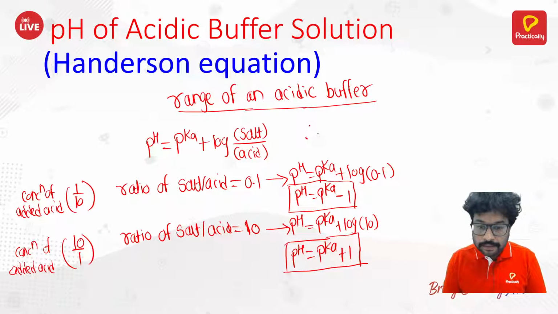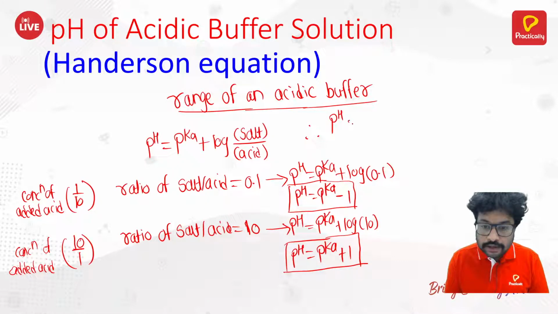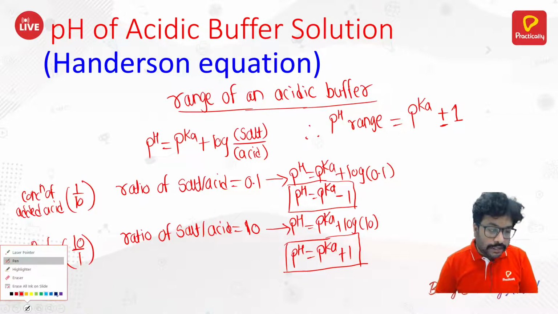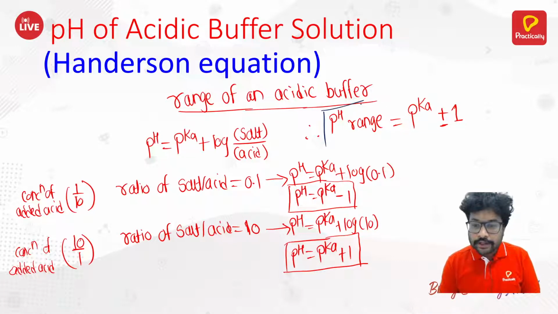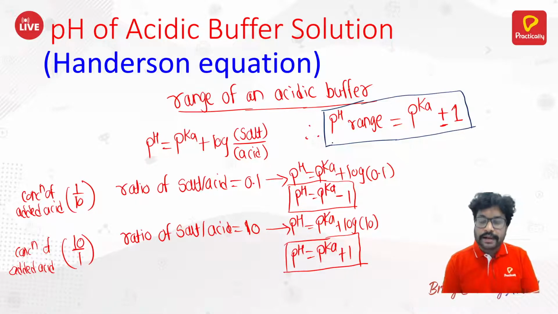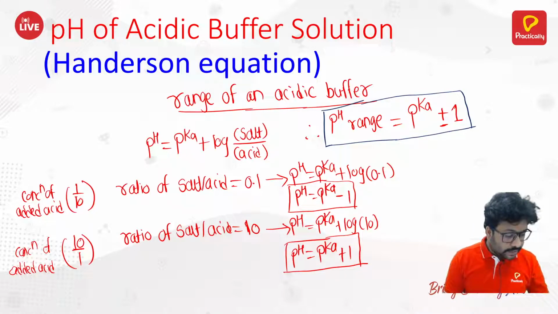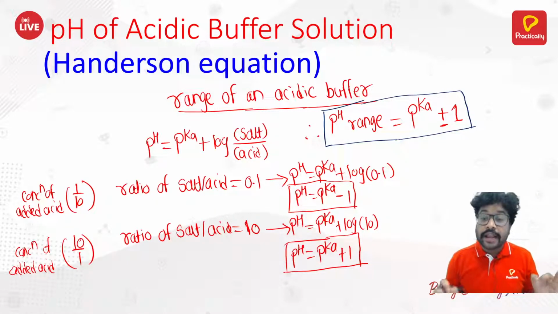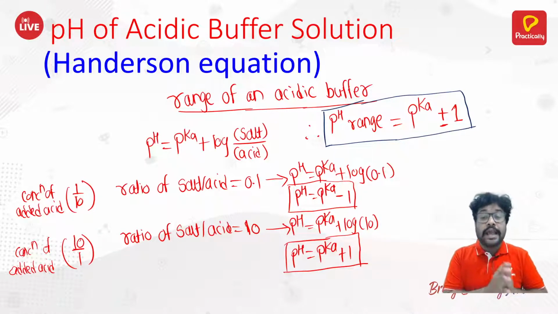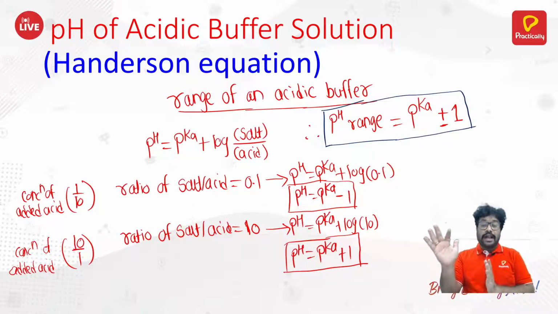So therefore, the pH range here is equal to what? It's pKa plus minus 1. That is what the range of acidic buffer is all about. That is your pH range, pKa plus minus 1. That is the range I was talking about. It is either pKa plus 1 or pKa minus 1. It cannot go beyond that.